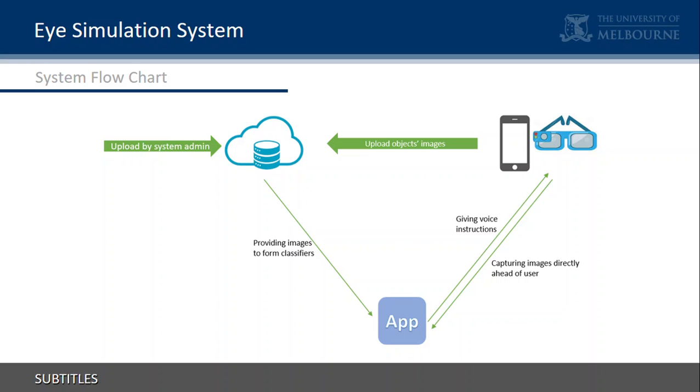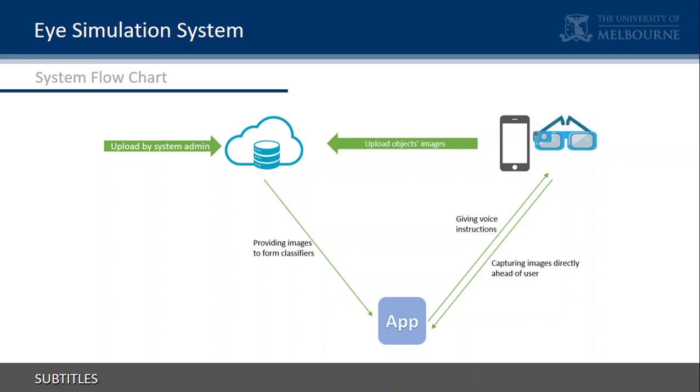First, the database stores all the images of objects used to produce the recognition classifiers. There are two ways to obtain those pictures. One is uploading by the system administrator or uploading by the user's device. Second, the portable device captures the images directly ahead of the user for the application to compute. Last, the application generates the object classifiers through the database and combines the captured images to feed back voice instructions to the user. That is how the system works.